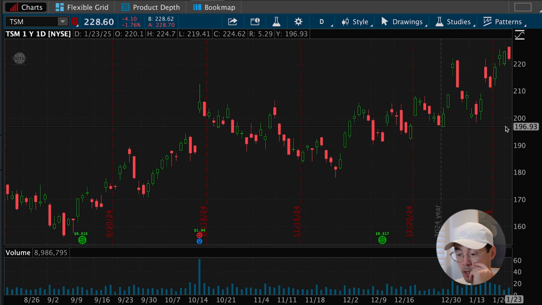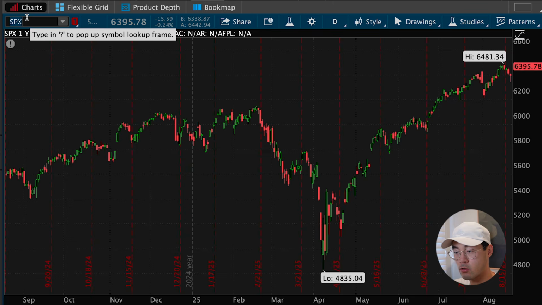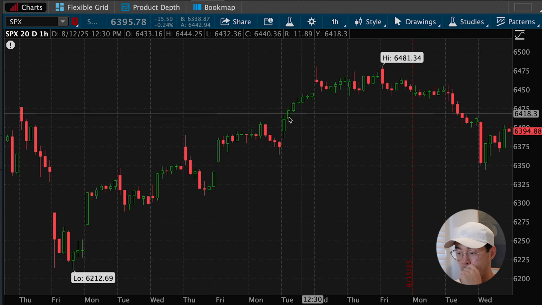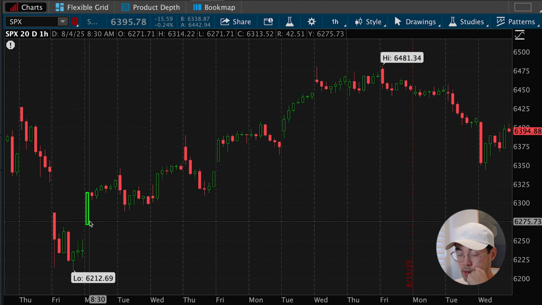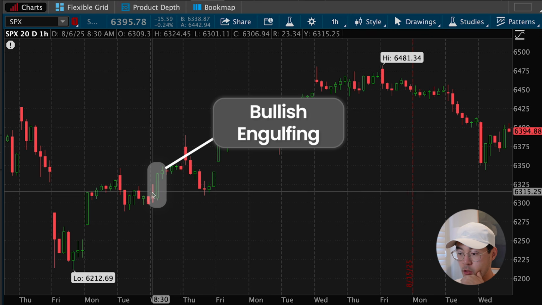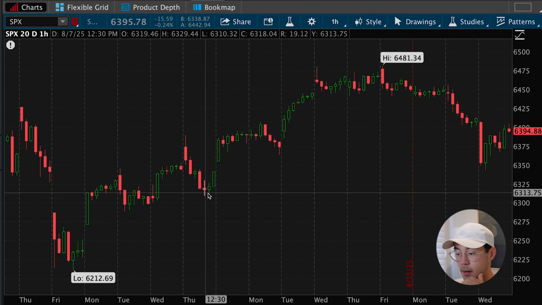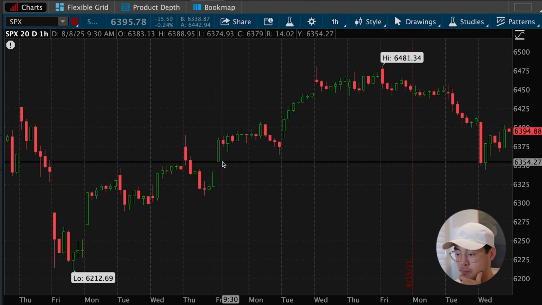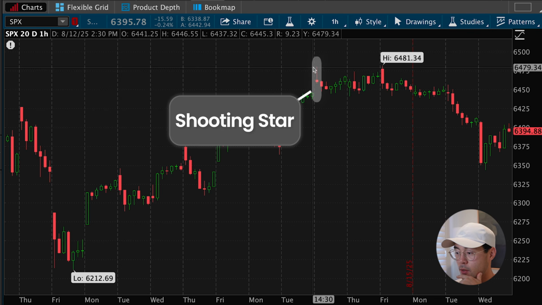We're just going to do this for a couple of stocks. So instead, maybe we hop over to the S&P 500 and, instead of going on a daily, let's just go to the 1 hour, for example, and we're going to look right here. This is definitely a large body candlestick. Right here is a bullish engulfing. This is kind of like the morning star where it's reversing upwards. This is a shooting star right here.